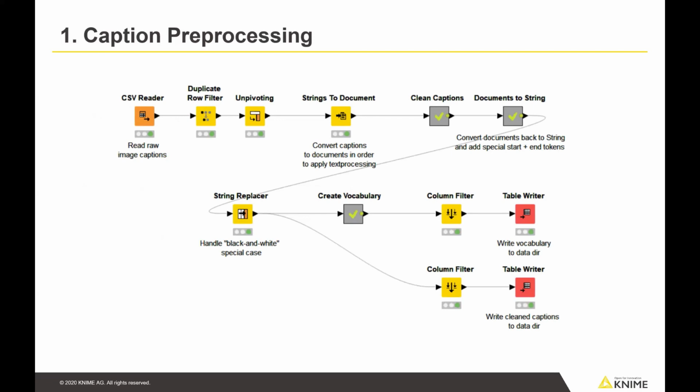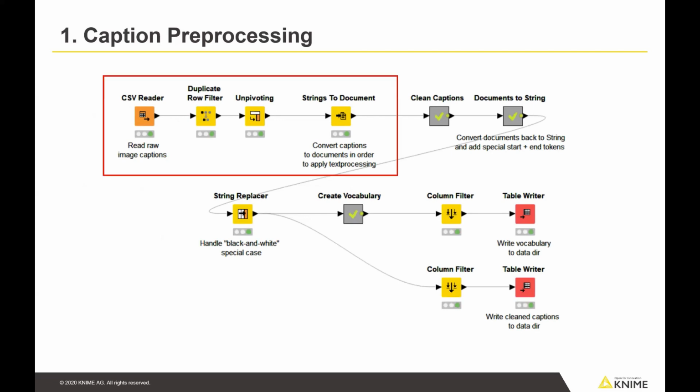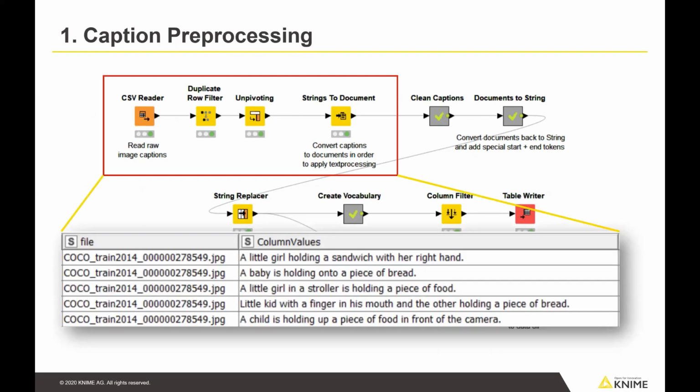We will dive straight into the first workflow, which is about the caption pre-processing, which looks like this. Let's look at the top left part here. We just have a CSV reader, because CSV is the format where we have our captions in. We read in our captions and convert them to documents in KNIME such that we can use the text processing extension. The output of this part on the top would be a table like this. So we have the file name of the image and then all the captions as documents.